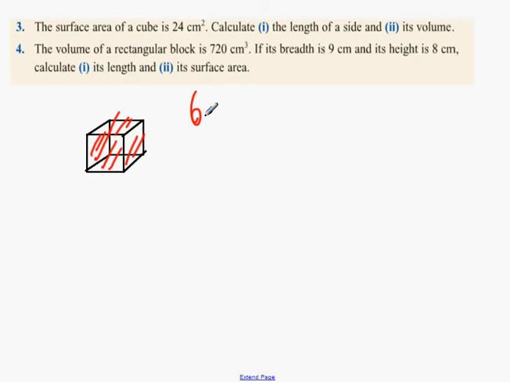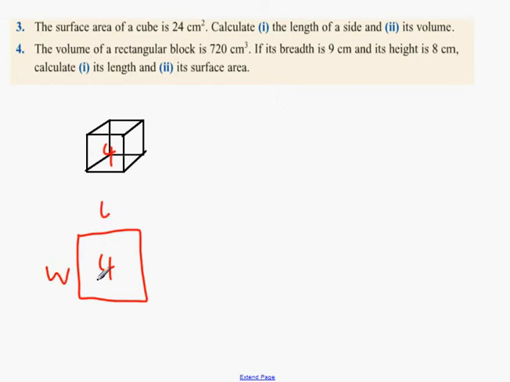So, 6 times the area of one side must equal 24. Because when you add all 6 sides together, you get 24. So what does that mean about the size of one side? 24 divided by 6? 4. Does that sound right? Add 4 together 6 times and you get 24. Now, we know that the area of one side is 4. How do you get area? Area is length multiplied by width. We know that the length and the width are the same. So what number multiplies by itself to give you 4? 2. So this means that the length of one side must equal 2.